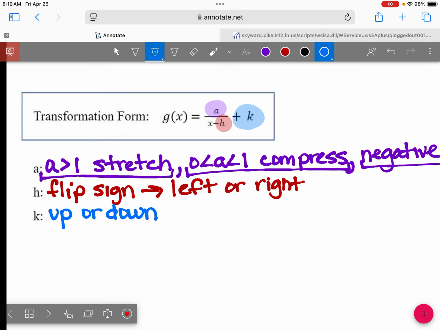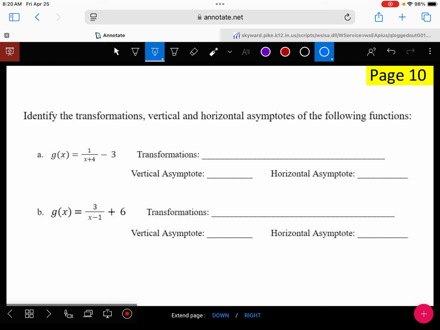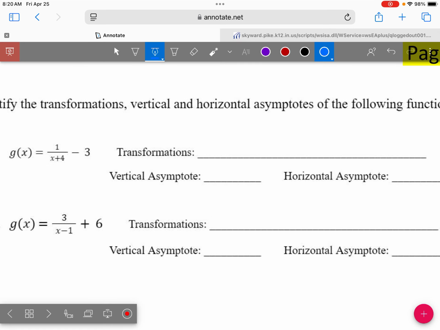So let's practice writing down some transformations. Let's look at this fraction here. All right, so A is in the numerator. This is A. That doesn't change anything. H is in your denominator. What do you think H is? Positive 4 or negative 4? Negative, because we flip it. And that makes the graph go left 4.